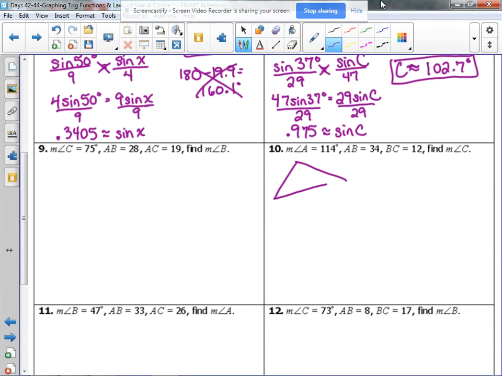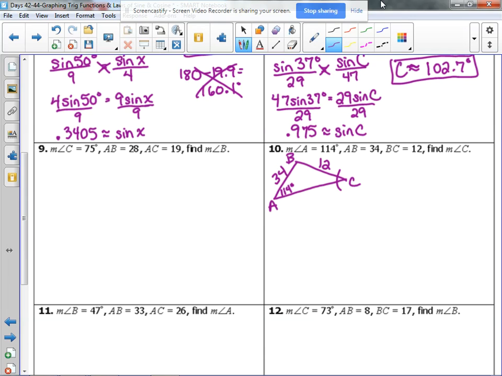All right, if we set up the triangle here on number 10, measure of angle A is 114. No, my picture is not very accurate, but it's okay. Side AB is 34, BC is 12. Find the measure of angle C.